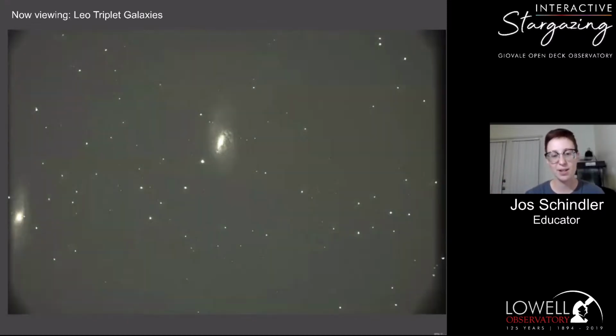The Leo Triplet is always a fan favorite, something to look at, because you can see two galaxies at the same time. And I always just think that's the bee's knees. Anytime that I can see two galaxies at once, I just get really excited about it.